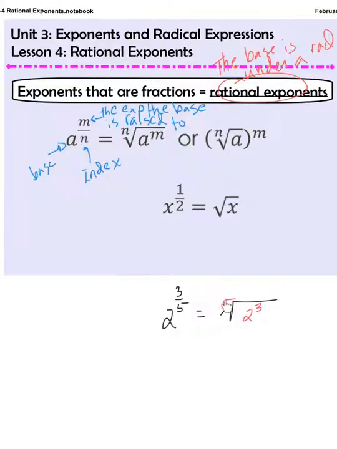Then since I cannot take 5 and divide it into 3, it doesn't go in there evenly at all, I do need to then multiply out that 2 to the 3rd. So 2 to the 3rd is 8. So we end up with the 5th root of 8. Now, if the directions are saying just convert this to its radical form, I will accept this, I will accept this. So either one will be correct. So let's look at some more conversions.